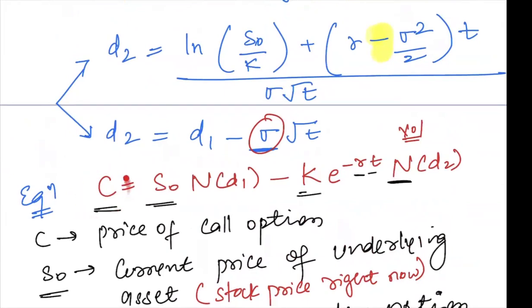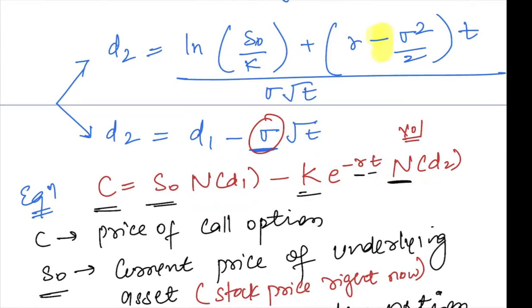In this case, C is nothing but the price of your call option. S naught is your current stock price. N(d1) is nothing but the probability that the stock price will be higher than the strike price. K is your stock strike price. E raised to the power negative RT is the discounting factor; we are discounting the strike price. N(d2) is the probability that you will actually make money.